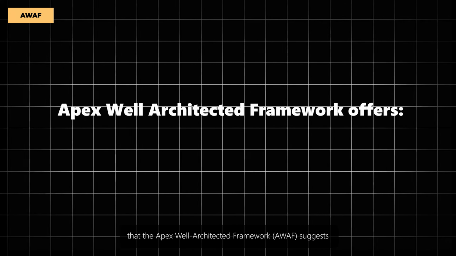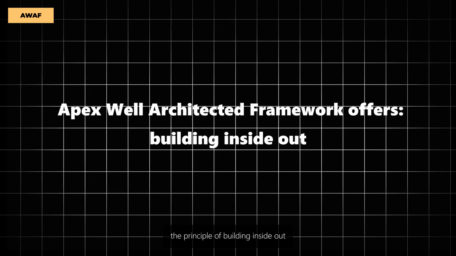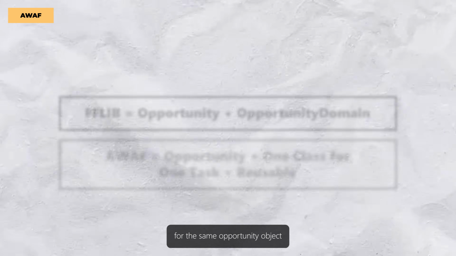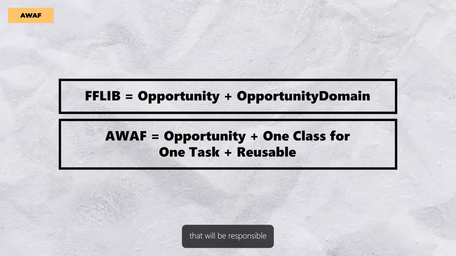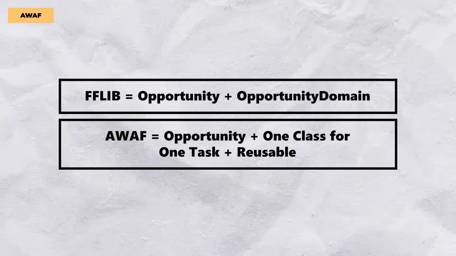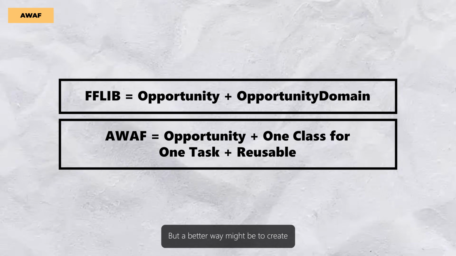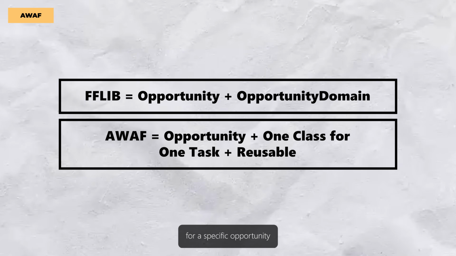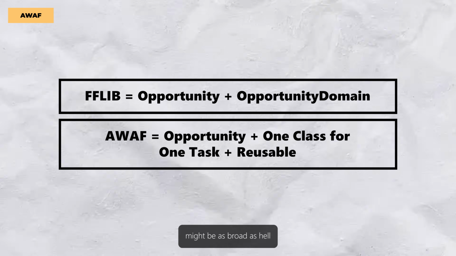The obvious way that the Apex well-architected framework suggests is to follow again the principle of building inside out and focus on the business logic of your application. For example, for the same opportunity object, FFLIB recommends creating an opportunity domain that will be responsible for all operations related to opportunities. That's what we talked about. That is the domain layer in the FFLIB framework. Makes sense, sure. But a better way might be to create several separate classes for specific opportunity tasks, because your opportunity as an object might be as broad as hell.